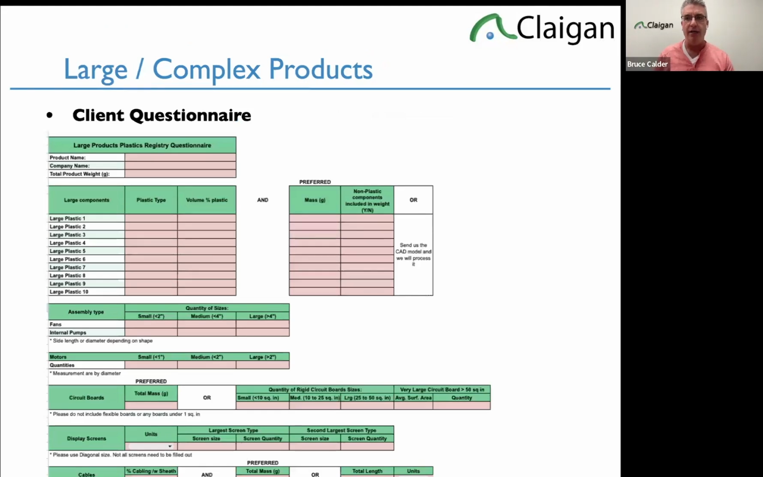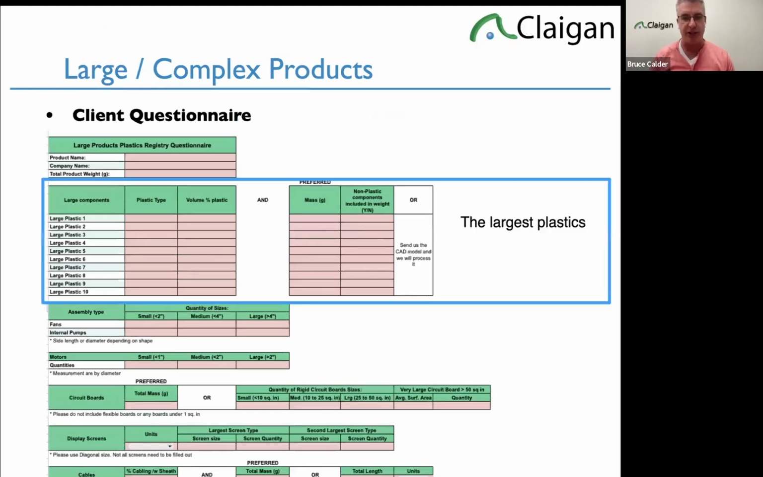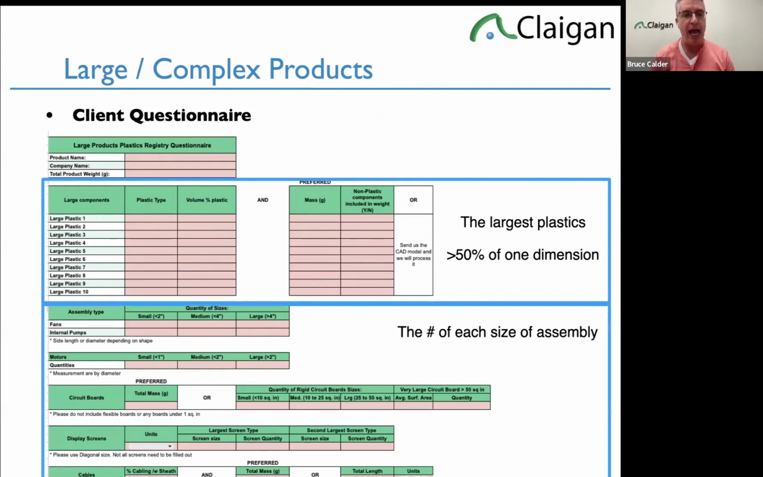So the questionnaire has a lot of good questions about what your largest plastics are. These are plastics over 1/2 of any dimension of the product. We want the biggest ones because they're going to significantly affect your declaration. Then the inside is, how many do you have of each of these assembly types?